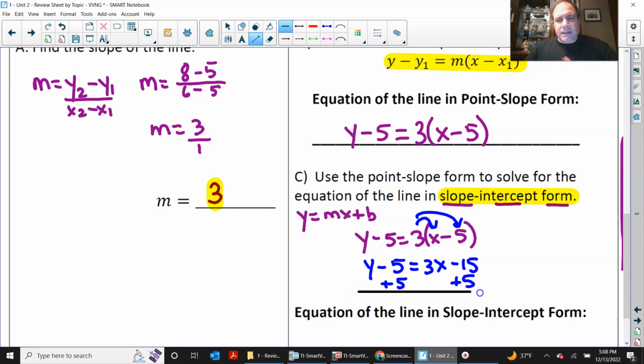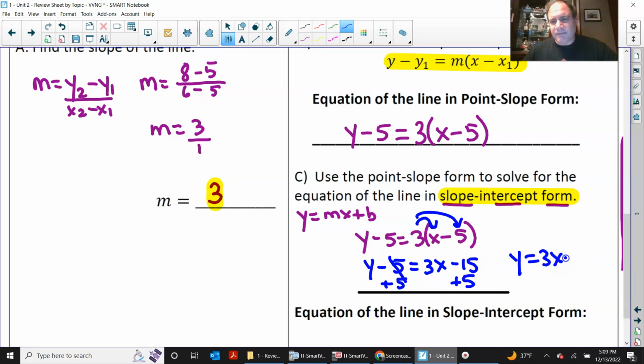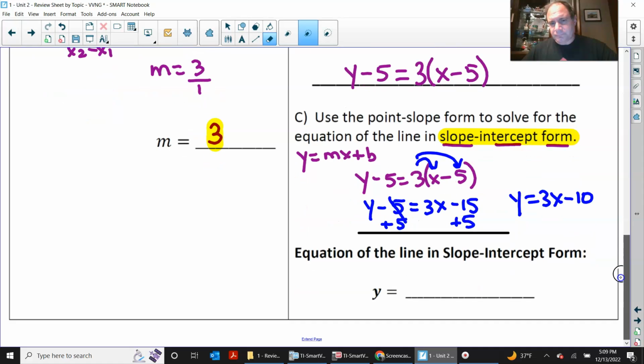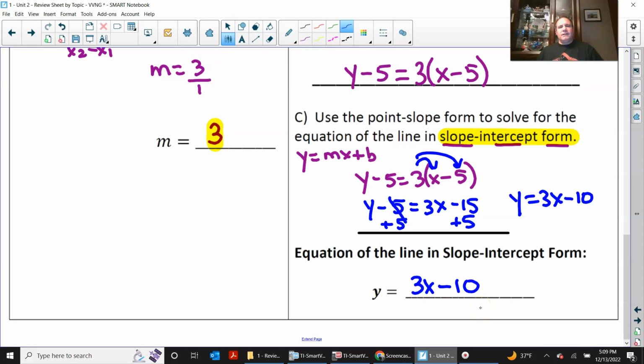And right now, we're going to move this over, cancel it out, and we're going to go over here: y equals 3x, and then negative 15 plus 5 is negative 10. And that is the equation of the line in slope-intercept form. So I'm going to put it here, 3x minus 10. Y equals 3x minus 10. All right, equation of the line, slope-intercept form. It's done. It's finished. And we got 100% on that. All right.